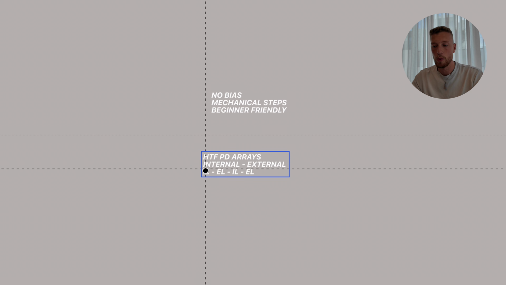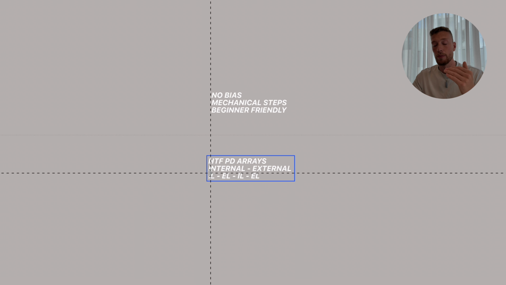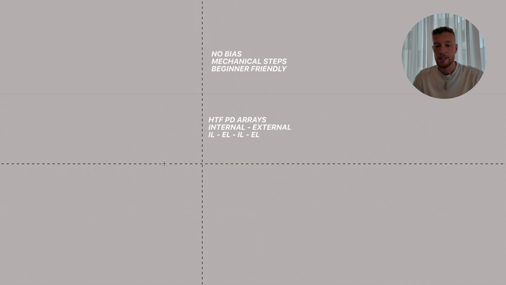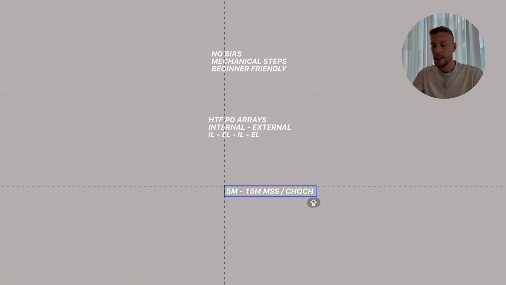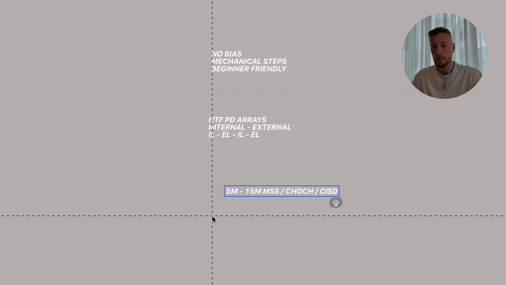So yeah, step one, we wait for either an external bit of liquidity to be swept or an internal bit of liquidity to be tapped into, and it can work off both of these. Secondly, once we've had a tap, we want to now see a confirmation, and for this I'm going to use a 5-minute and a 15-minute market structure shift. This can be known as a change of character, it can be known as a CISD, whatever you know it as. We just want to see a reversal off this particular area.